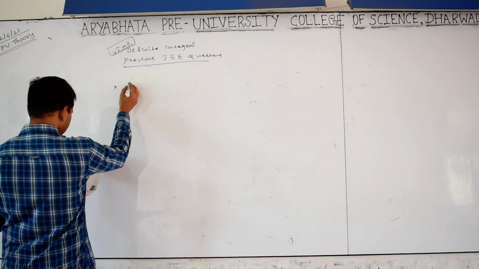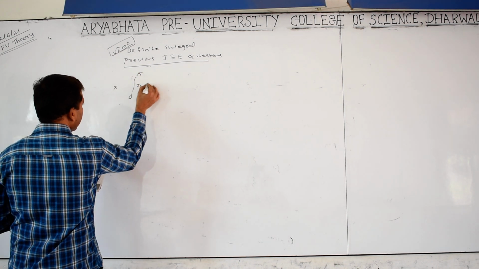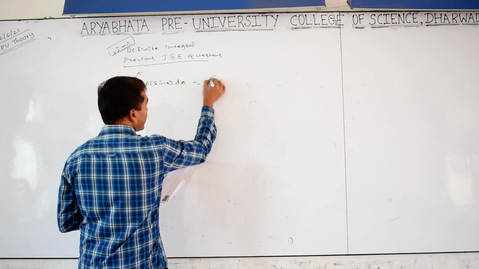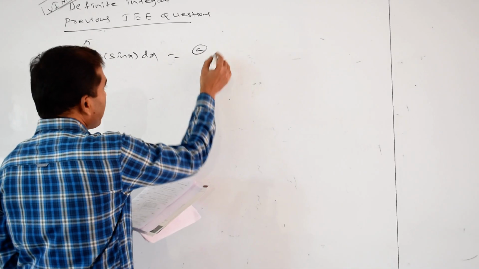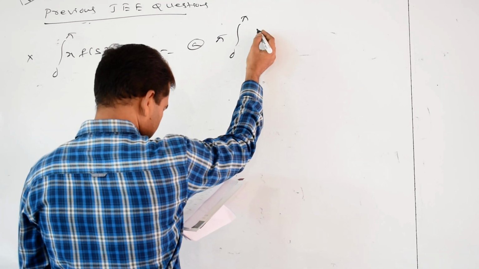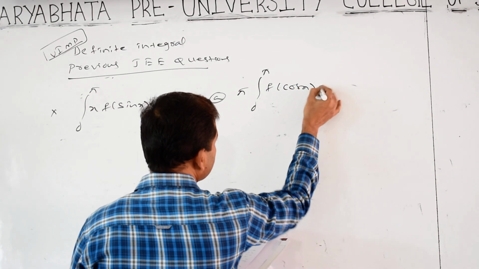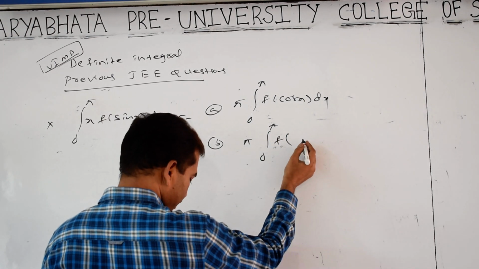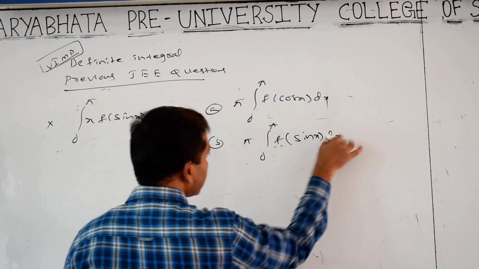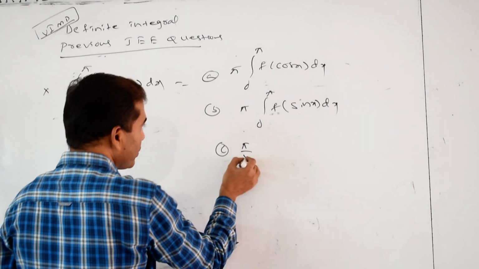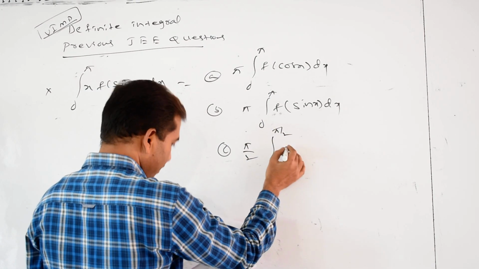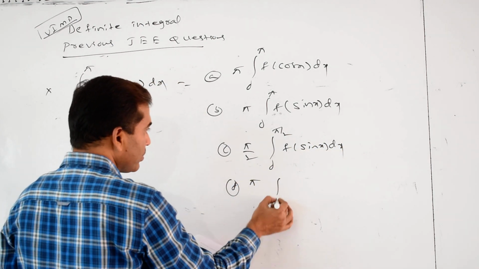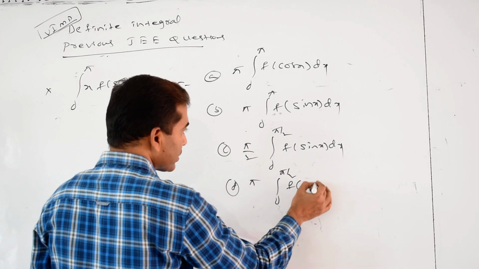Next, integration of 0 to pi of x into f of sin x dx equals: a, pi into integral 0 to pi of f of cos x dx; b, pi into integral 0 to pi of f of sin x dx; c, pi by 2 integral 0 to pi by 2 of f of sin x dx; d, pi into integral 0 to pi by 2 of f of cos x dx.